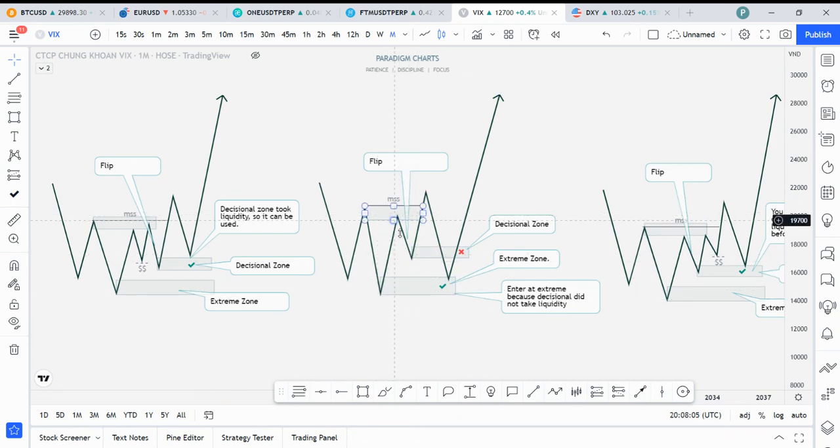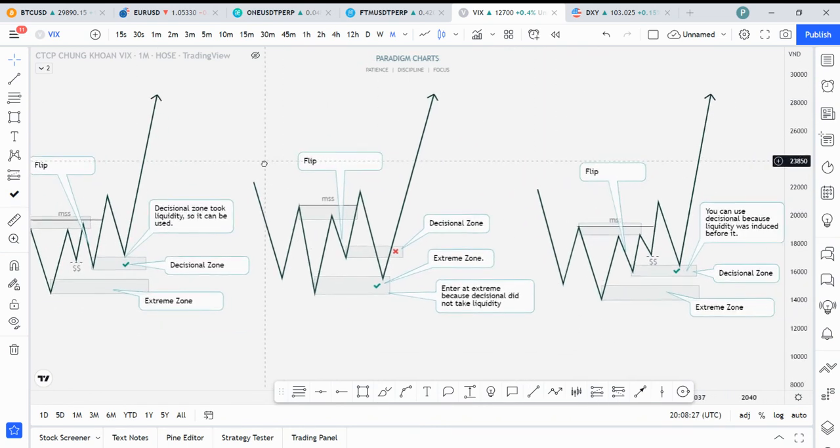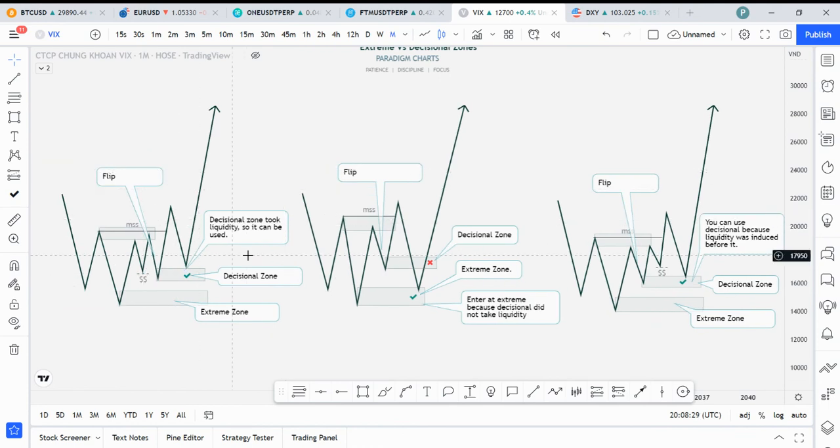Price trades into supply, reacts to it, and then breaks structure. This is a flip zone. If there is no liquidity inducement before the zone and the zone does not take liquidity, don't use the decisional zone, use the extreme zone. But if liquidity is induced before the zone, then you can use the decisional zone. So that's basically what you want to pay attention to when you are choosing between the decisional zone and the extreme zone.